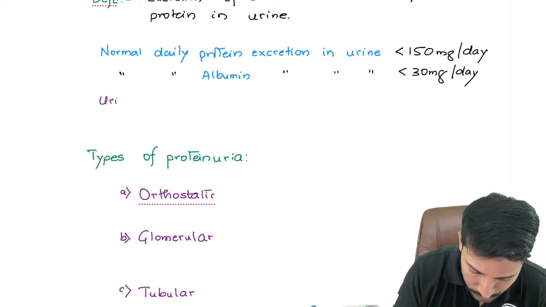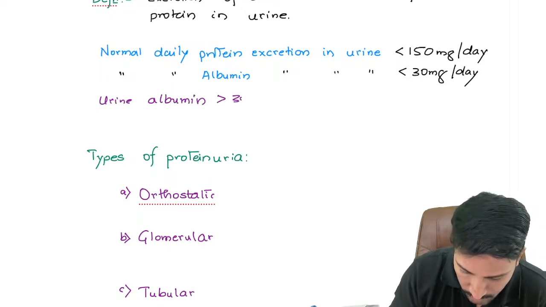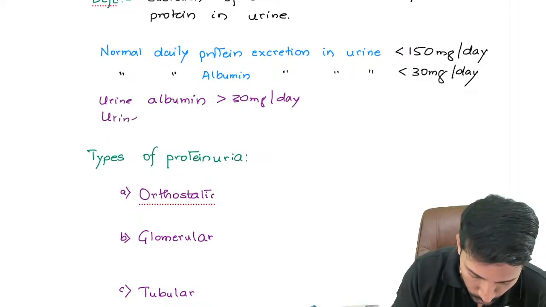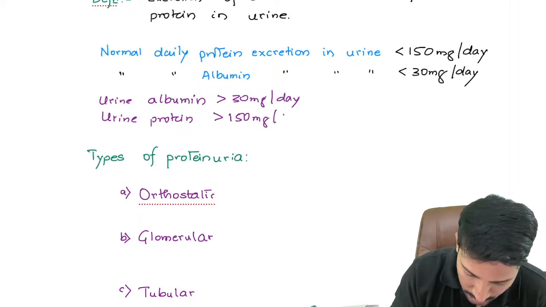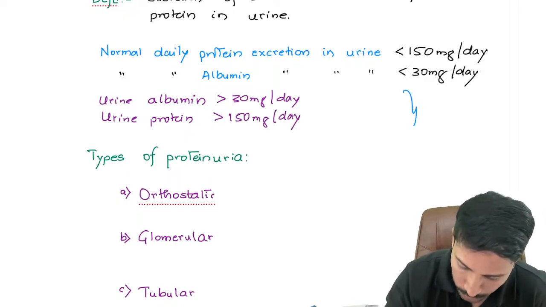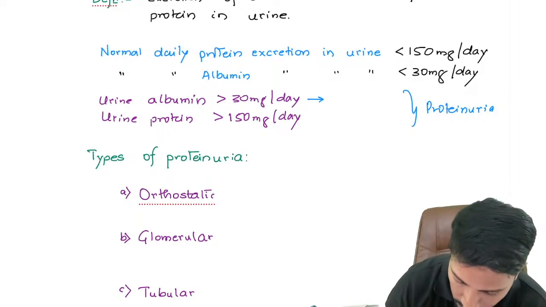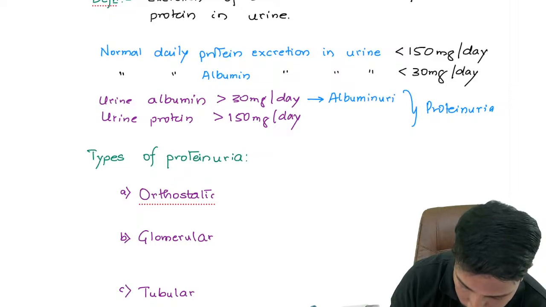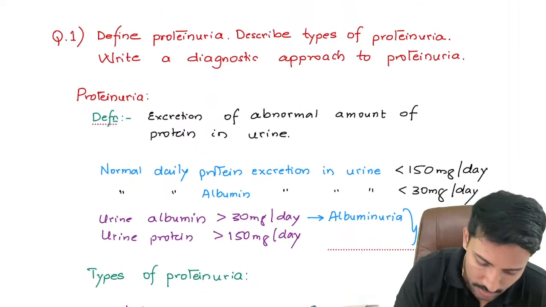So in the definition, we can certainly mention this, that urine albumin more than 30 milligrams per day, and urine protein which includes albumin more than 150 milligrams per day is abnormal and it is suggestive of proteinuria. This condition where albumin is more than 30 milligrams per day, we can specifically call it as albuminuria. Okay, so that completes our definition.